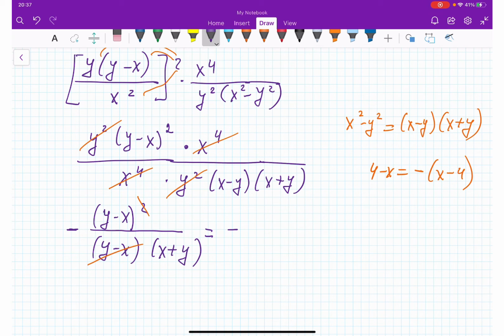equal to negative (y minus x) over (x plus y). Now to get rid of this negative, I'm going to bring back here, flip again, x minus y, and the negative sign will disappear, over x plus y. And we are done. Moving to a second problem.